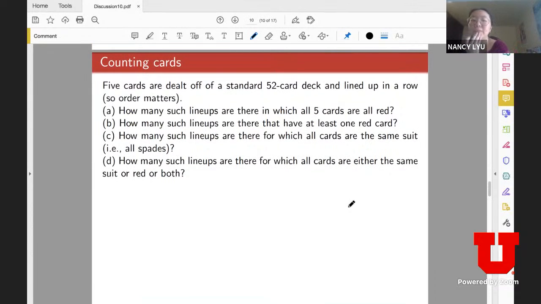All right, this one says we have 5 cards dealt off of a standard 52 card deck and lined up in a row, so order does matter here. And part A asks, how many such lineups are there in which all 5 cards are all red?